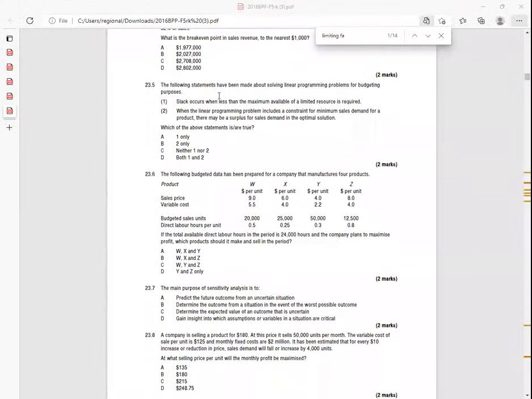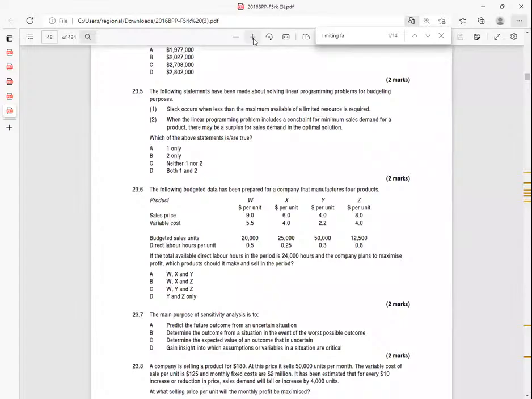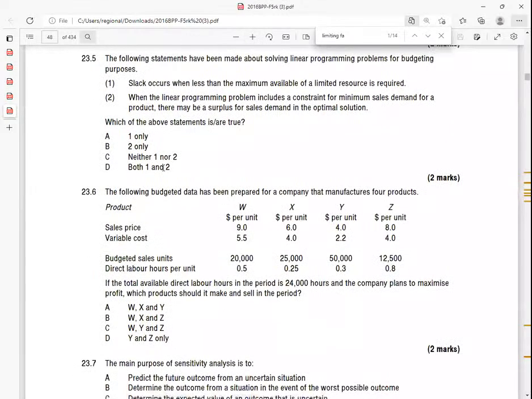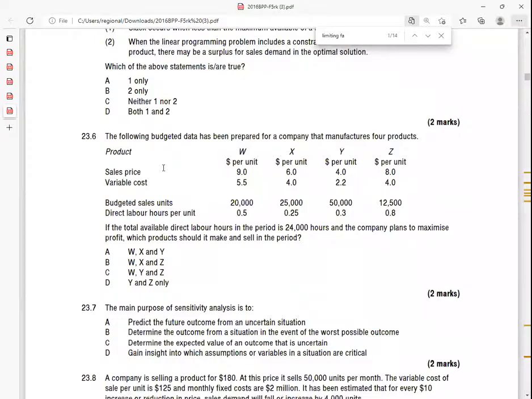So here we are. I would want somebody to try doing this part 3 for us. Try doing 23.6 very first. In 5 minutes, somebody should have gotten the answer for 23.6, where they've given us the following budgeted data prepared for a company that manufactures 4 products, W, X, Y, Z. I can see the selling price for each, the variable cost for each, and the budgeted sales units, which is same as the demanded units.